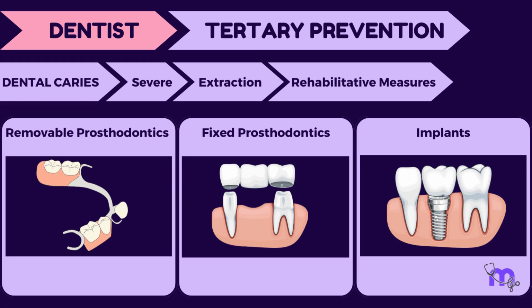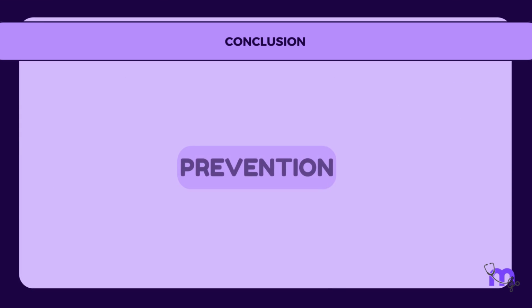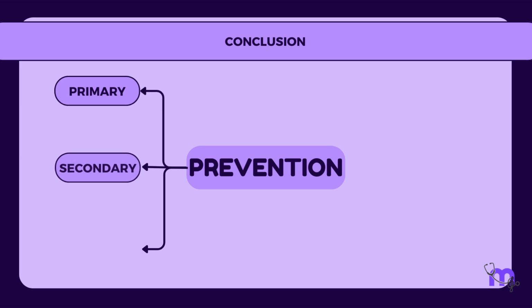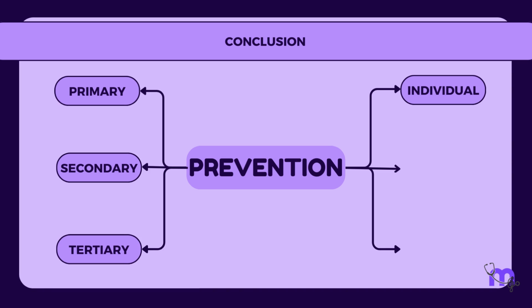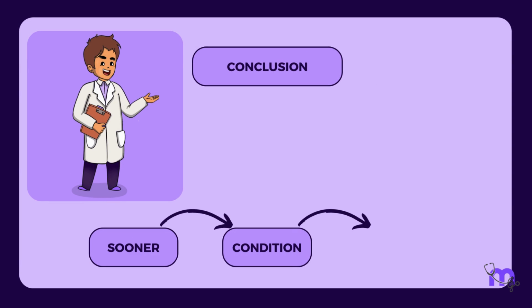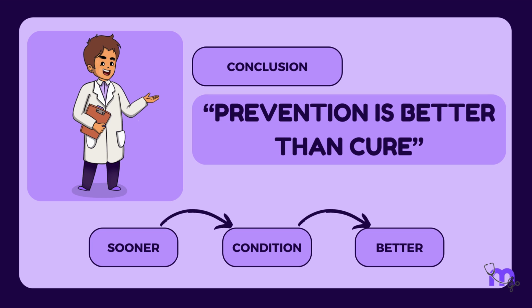In conclusion, prevention of a condition can be done in 3 levels: primary, secondary, and tertiary. It can be done either by an individual, a community, or the dentist. The sooner a condition is predicted and detected, the better. As we know, prevention is better than cure.